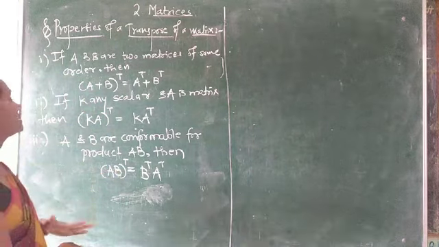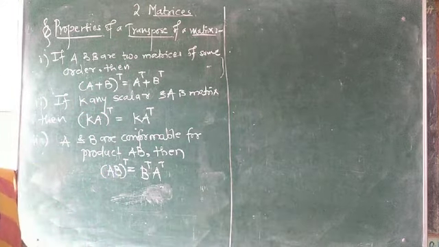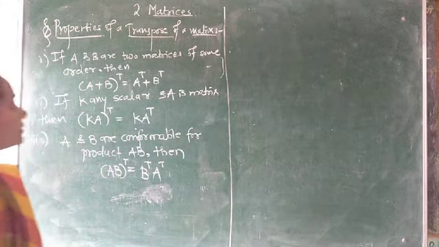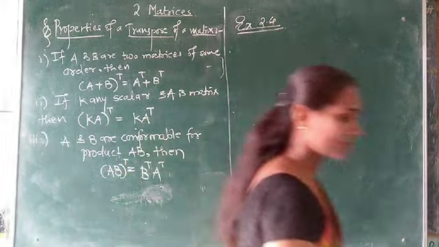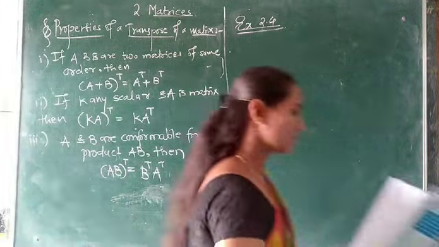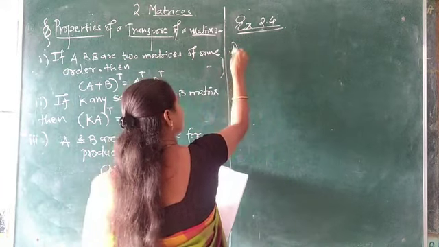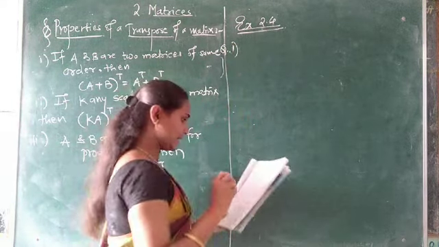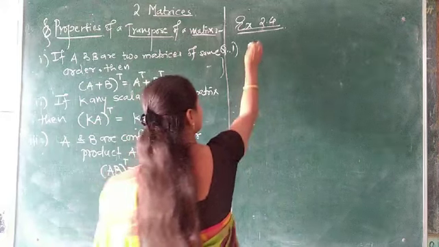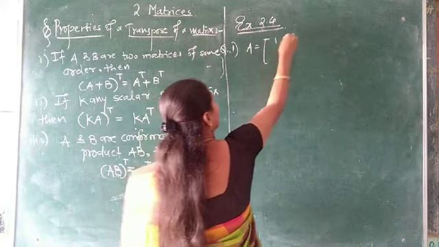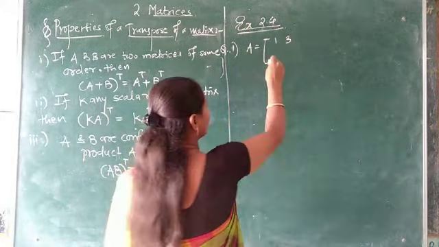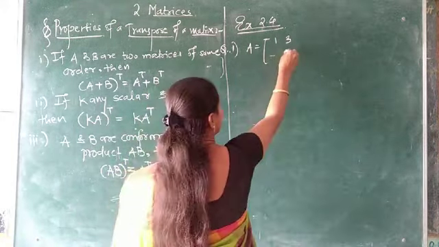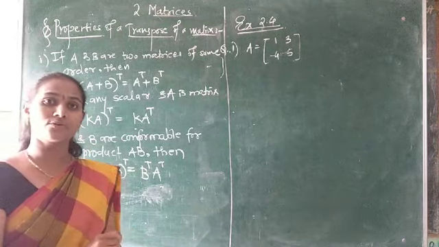Now, using these three properties, we solve our next exercise, that is exercise 2.4. So, let us start exercise 2.4. What is the first question here? Find A transpose if A is equal to [1, 3; -4, 5]. We have to take only the transpose of a matrix.